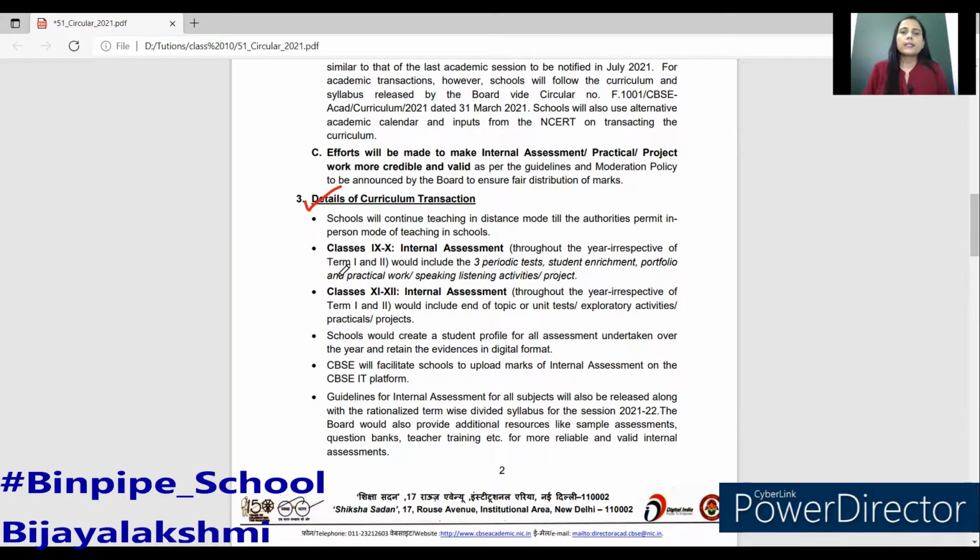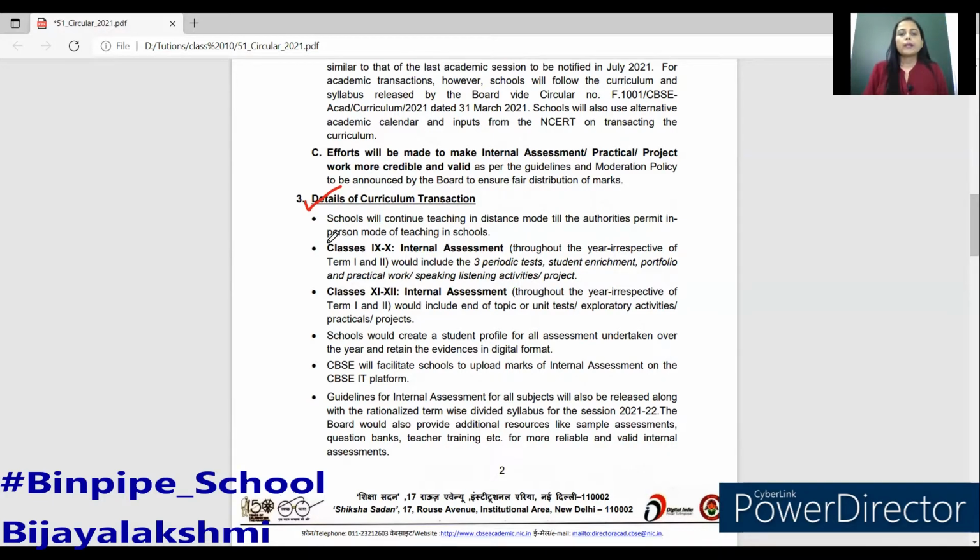Now, the internal assessment will be done for class 9 and 10, as it was being done last year, through 3 periodic tests, student enrichment, portfolio, practical work, and other skill-based projects, etc. Similarly, the internal assessment of 11 and 12 will also be done throughout the year with projects, practicals, and other activities. So here the students are getting assessed in this manner.